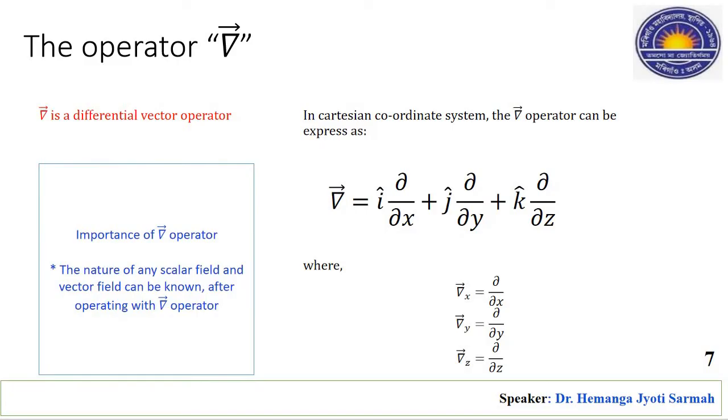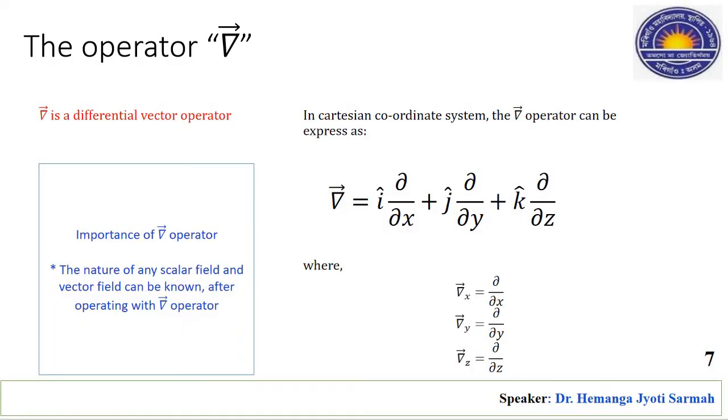Let's have the basic introduction of the operator del. It is a differential operator and is of course a vector quantity, a vector operator. So in the Cartesian coordinate system, the del operator can be expressed as del equals i cap d by dx plus j cap d by dy plus k cap d by dz, where the x component, y component, and z component can be expressed like this. The interesting part of the del operator is that the nature of the scalar field or vector field can be interpreted after operating with it.